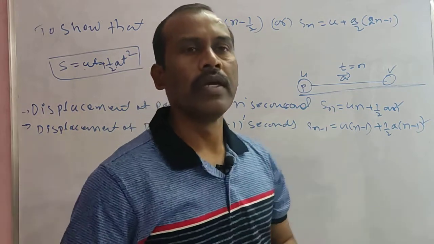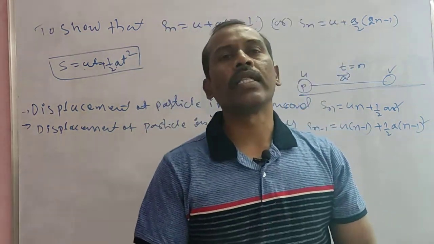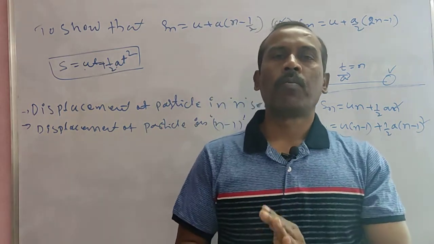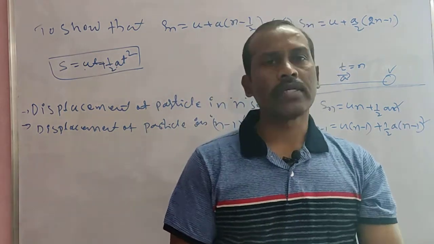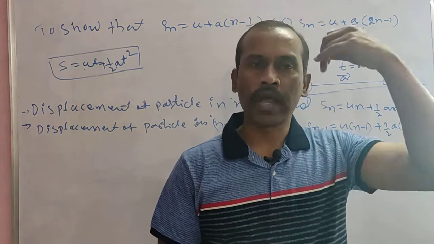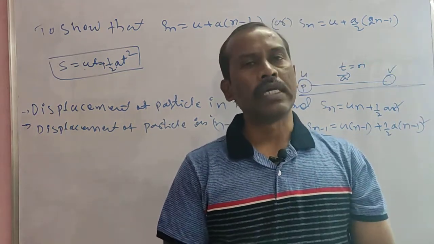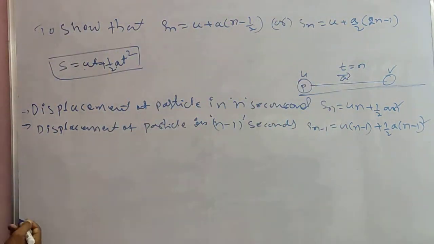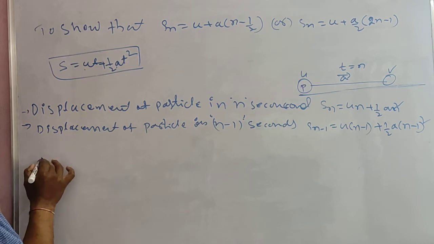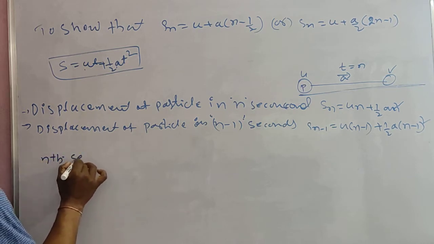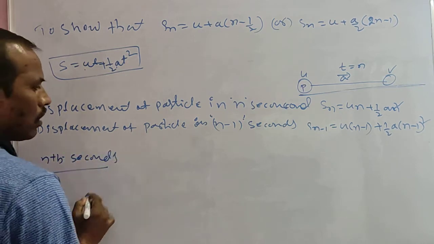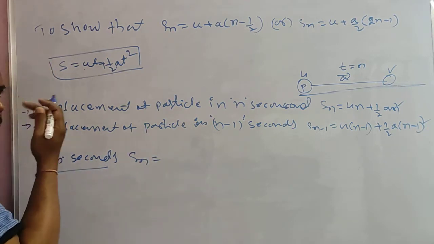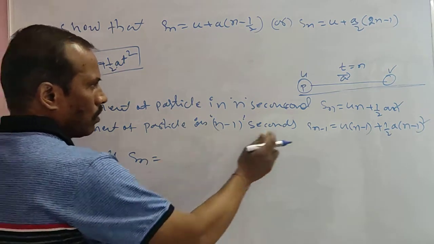Now the displacement in the nth second is equal to the displacement of the particle in n seconds minus the displacement of the particle in n minus 1 seconds.